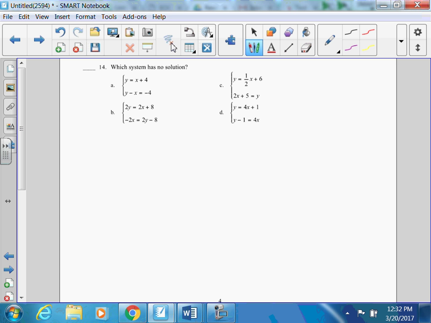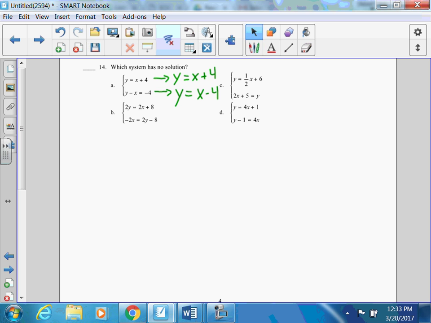So, really, another way you could figure out if something has no solution is to graph it on an x and y axis. If the two lines are parallel, they would never cross. That means they have no solution. So when you look here, you could just solve this for y. y equals positive x minus 4. The other equation is y equals positive x plus 4. They'd be parallel. They would never cross. Let's check some of the others, though.